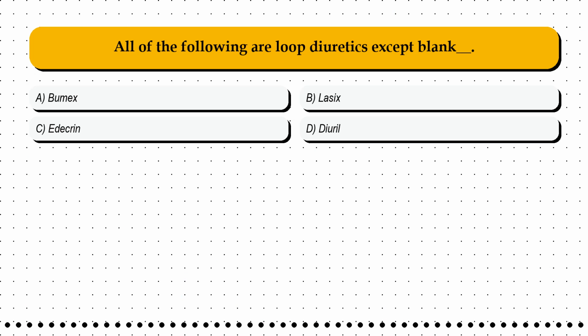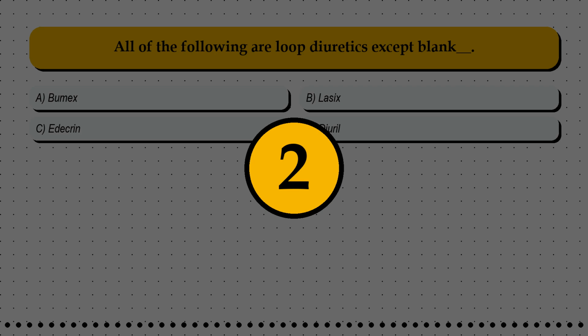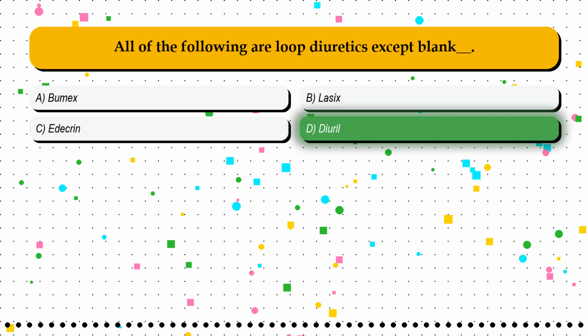Question 147. All of the following are loop diuretics except blank. Option A, Bumex. Option B, Lasix. Option C, Edecrin. Option D, Diuril. The correct answer is option D, Diuril.